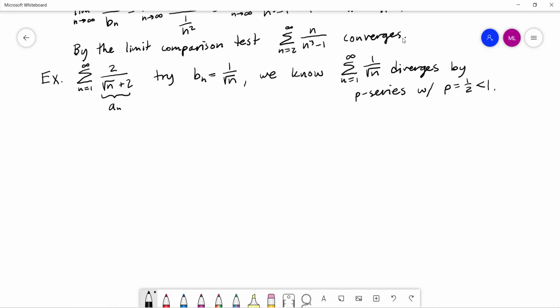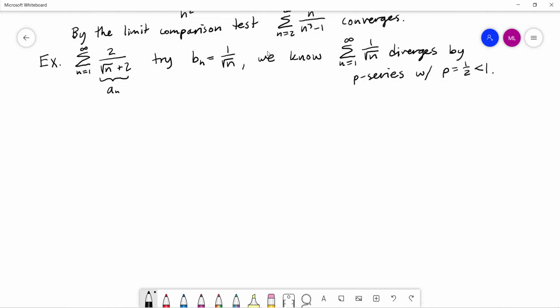So it diverges. If I get the ratio of a sub n over b sub n, take that limit as n goes to infinity, and get a constant, then I know that this will have the exact same behavior as this. And so that's what we will see. Let's give it a shot. Let's take the limit as n goes to infinity of a sub n over b sub n. For us, that's the limit as n goes to infinity of 2 over the square root of n plus 2 over 1 over the square root of n.